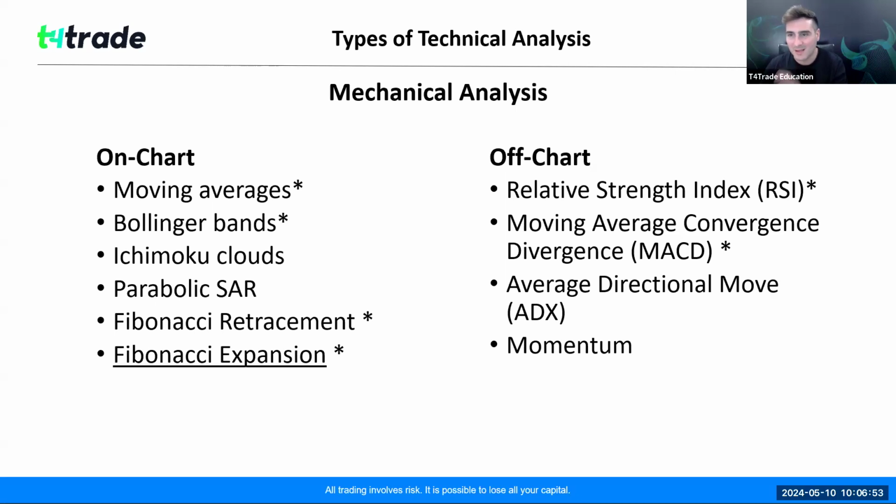Now we're going to talk about mechanical analysis, and we have on chart and off chart indicators. We covered in the past moving averages, Bollinger Bands, parabolic SAR, Fibonacci retracement. We've done that on the last webinar. Today we're going to do expansion, and we have off chart indicators, also known as oscillators, and we have covered in the past the relative strength index, the moving average convergence divergence, and we're going to cover a few more by the end of this series.